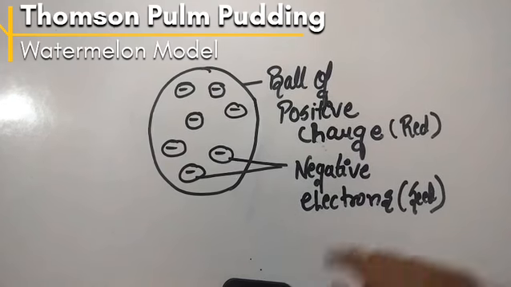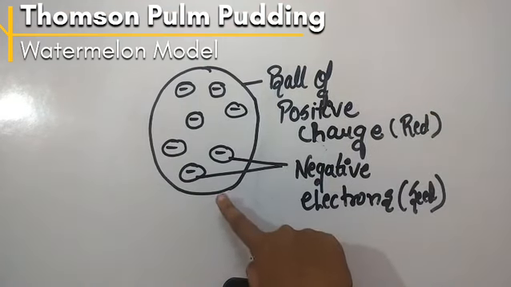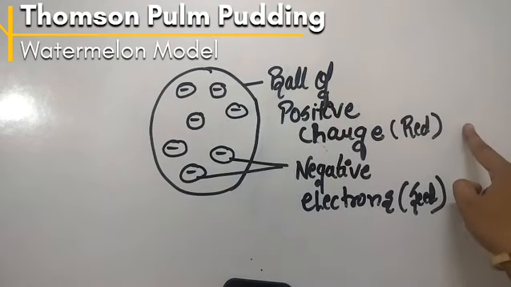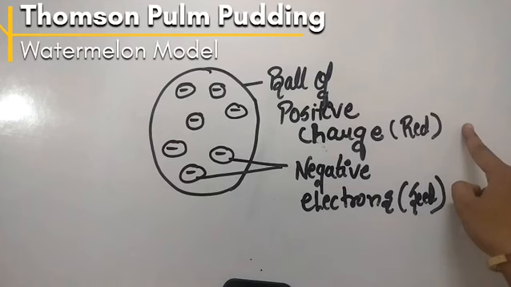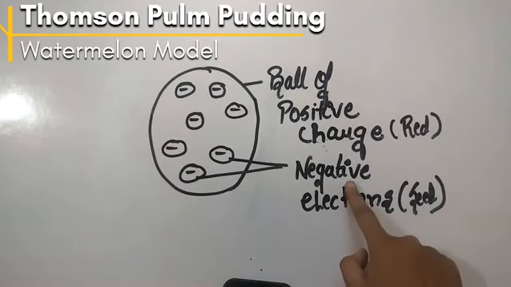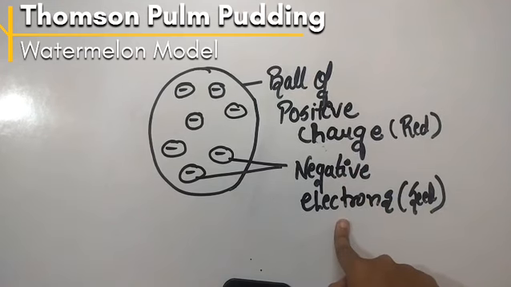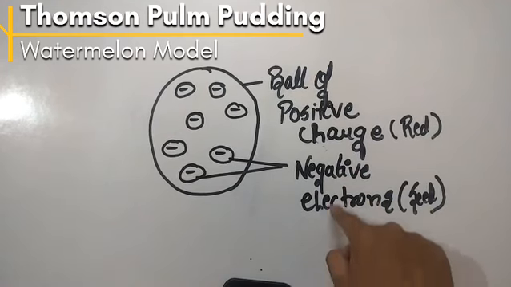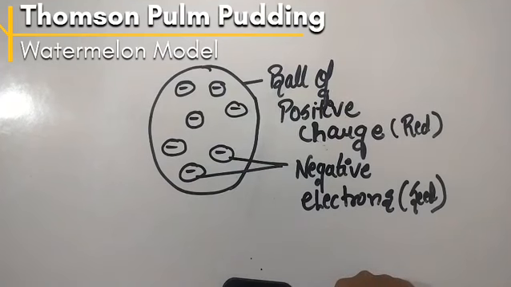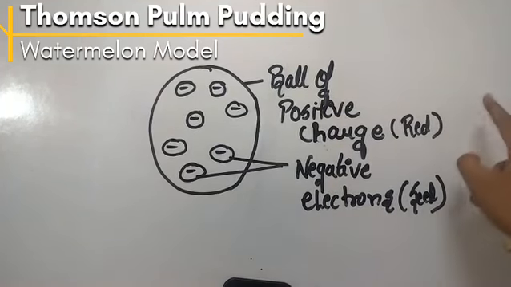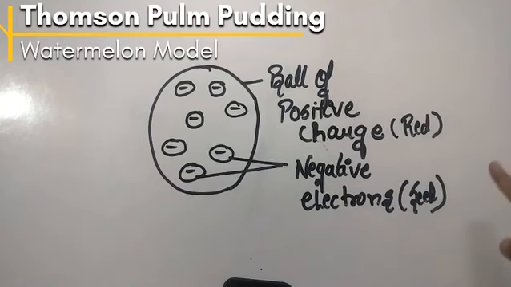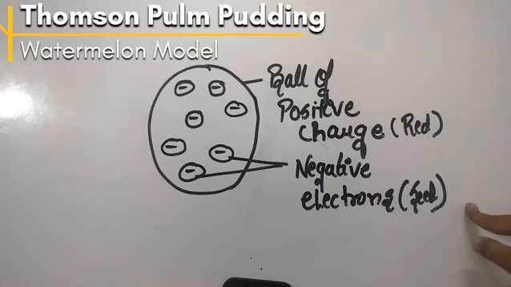In this, the ball is basically a mass of positive charge, that is the red part of the watermelon, whereas there are some seeds in the watermelon which he considered to be negatively charged electrons that are embedded in this positive charge. So he considered that the mass is for the positive charge, that is the red part, and the negatively charged electrons are embedded into it.